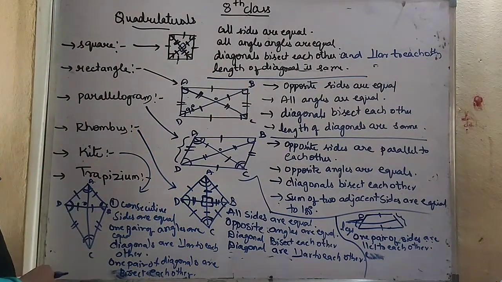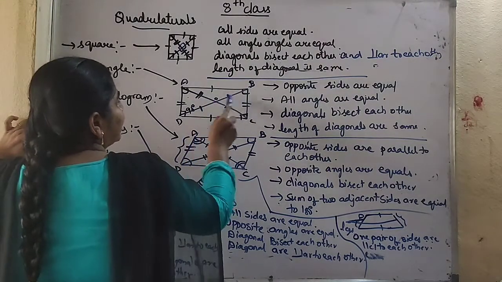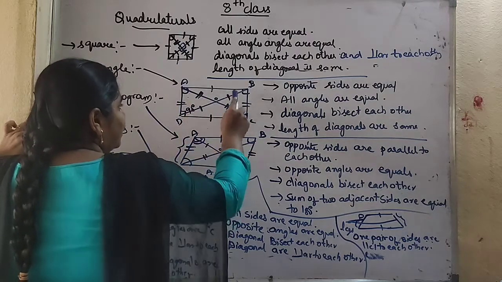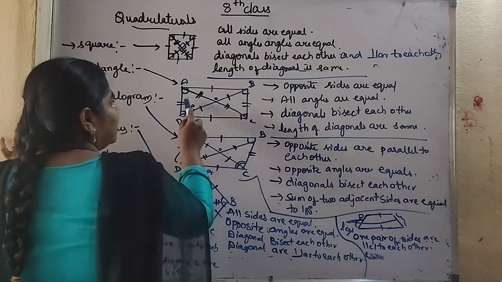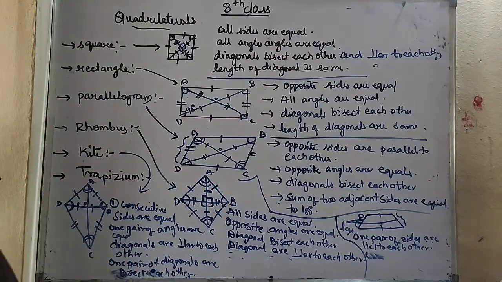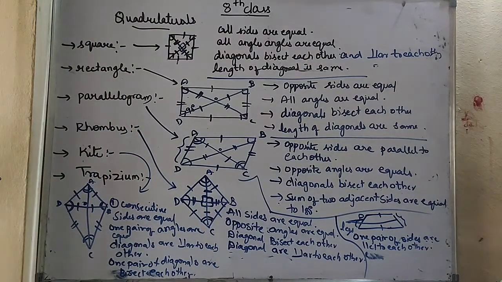Next is rectangle. In a rectangle, opposite sides are equal, all angles will be equal, diagonals bisect each other and the lengths of the diagonals will be equal to each other. And also the sum of two adjacent sides will be equal to 180 degrees.